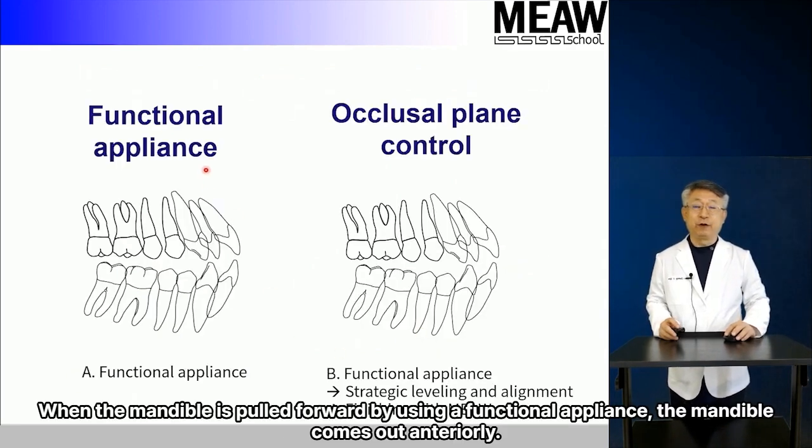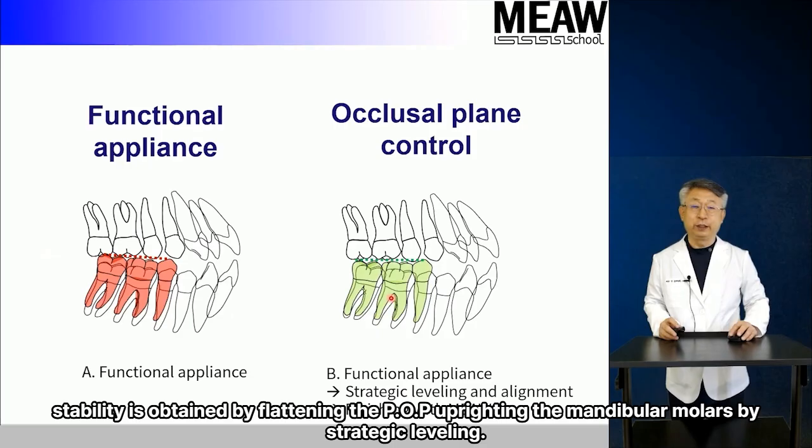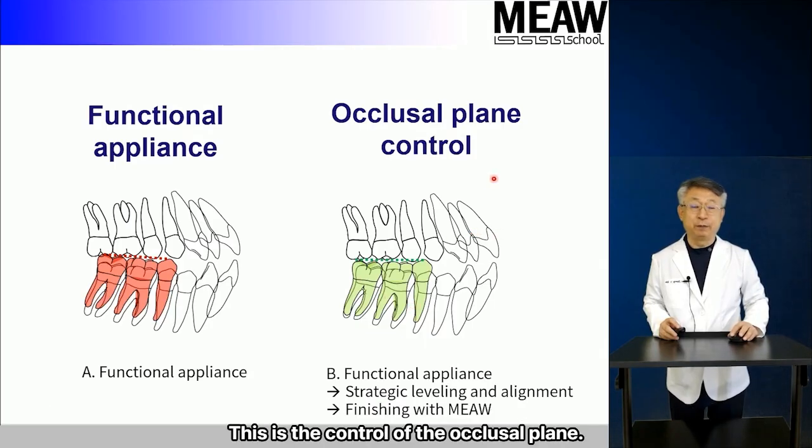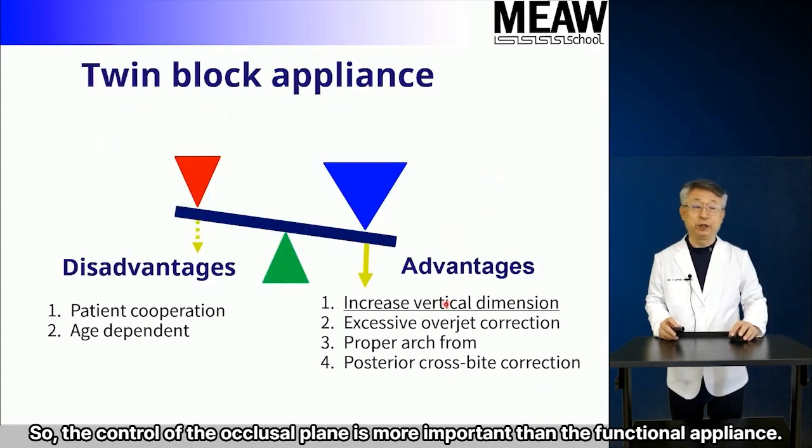When the mandible is pulled forward by using a functional appliance, the mandible comes out anteriorly. Rather than extruding the mandibular posterior teeth in the space generated, stability is obtained by flattening the POP, uprighting the mandibular molars by strategic leveling. This is the control of the occlusal plane. So, the control of the occlusal plane is more important than the functional appliance.